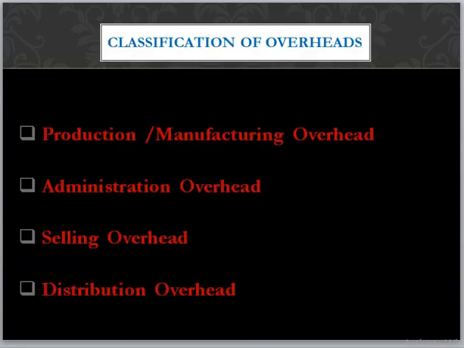Classification of overheads. The overheads, on the basis of nature of their occurrence or on the basis of place of occurrence, can be classified into 4 different groups. Overheads may be production or manufacturing overheads, administrative overheads, selling overheads, and distribution overheads. So these are the 4 types of overheads.